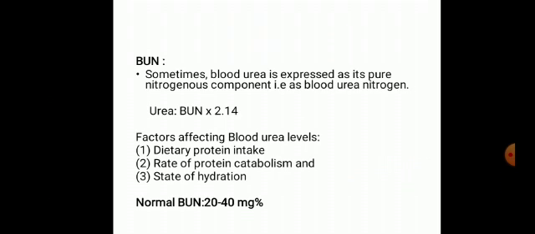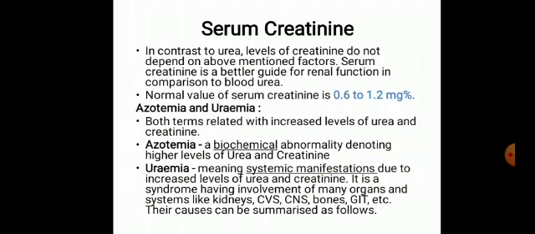Factors affecting blood urea levels are the dietary protein intake, rate of protein catabolism, and state of hydration. Due to these affecting factors, blood urea levels many times fluctuate. Normal blood urea nitrogen ranges from 20 to 40 milligram percentage. Serum creatinine: in contrast to urea, the levels of creatinine do not depend on the previously discussed factors. The serum creatinine is a better guide for renal function in comparison to blood urea, and the normal value of serum creatinine is 0.6 to 1.2 milligram percent.